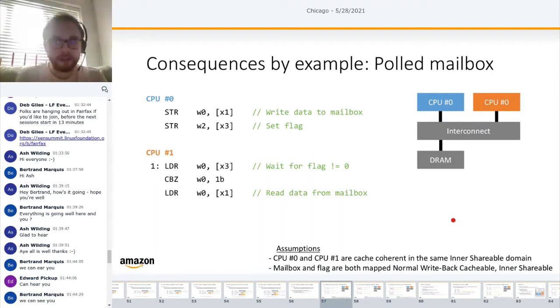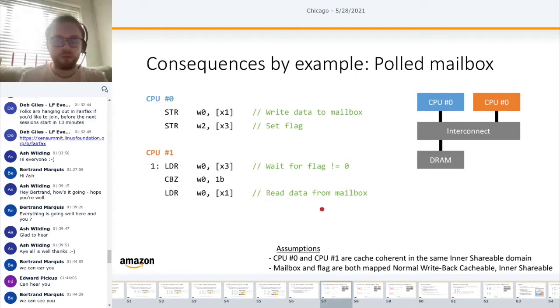But the point is that we've got two CPUs. One CPU is going to be writing some data into a mailbox, and then it's going to set a flag to say the data is ready. The other CPU, CPU1, is going to continually poll that flag until it is not equal to 0. Every time it's equal to 0, it's going to branch back and load the flag again. That means that only once it reads that the flag is equal to 1 does it read the data from the mailbox, which is the final load down here.